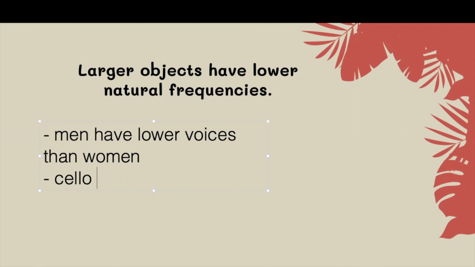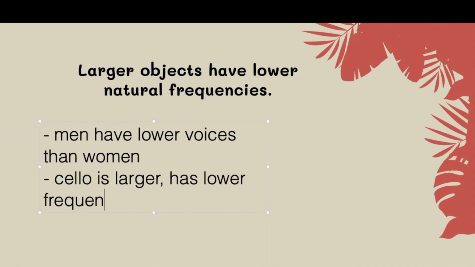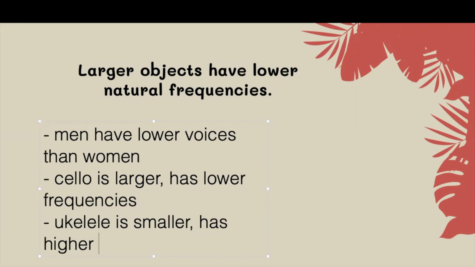A cello is a lot lower than a violin because it's larger. A cello is larger, and so it has lower frequencies. A ukulele is smaller, and it has higher frequencies.